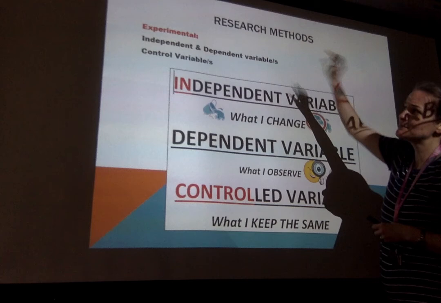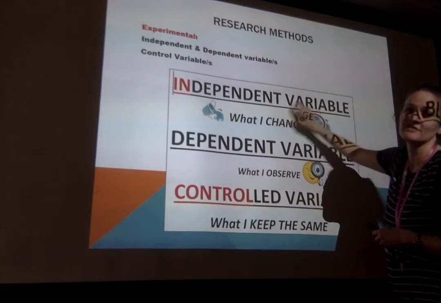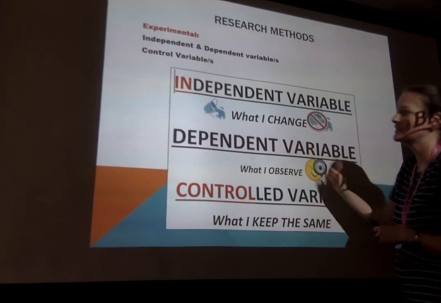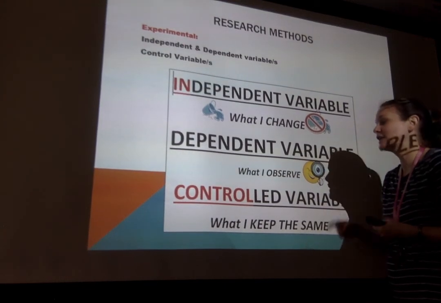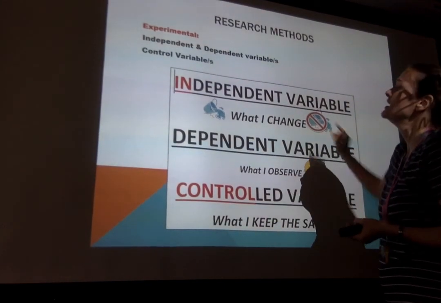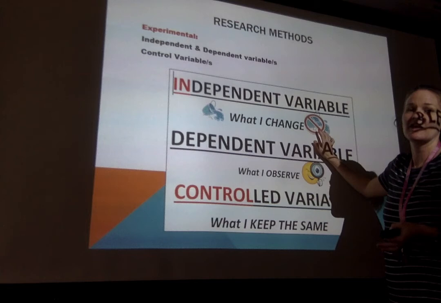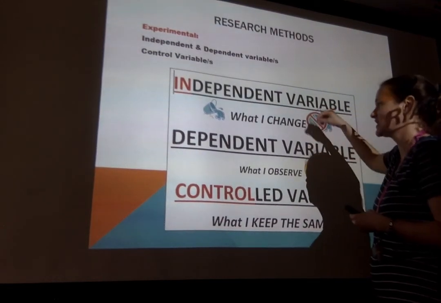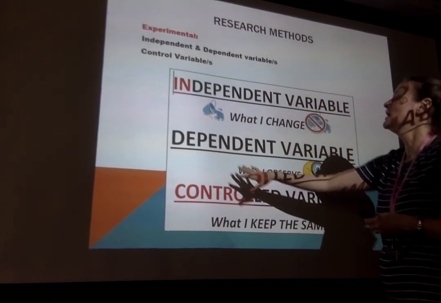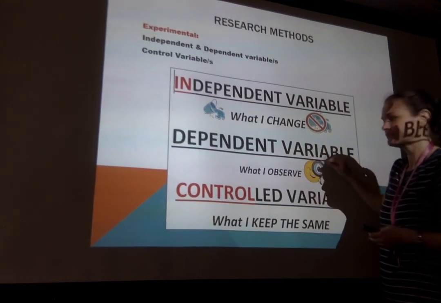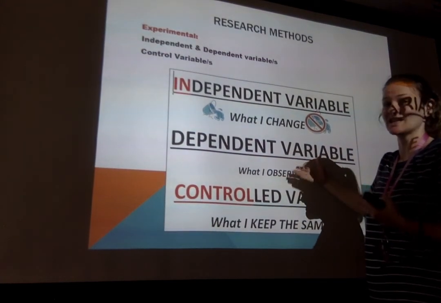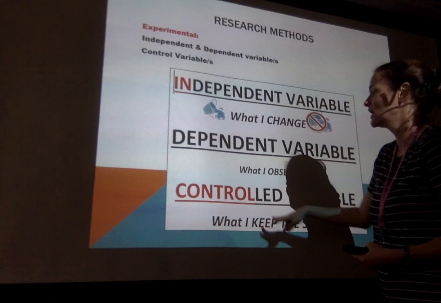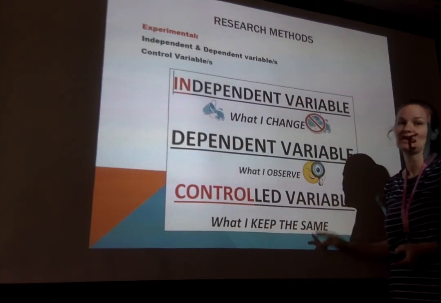So for experimental research, we have an independent variable, oftentimes called the IV, the dependent variable, oftentimes called the DV, and the control variable, sometimes called the CV. So the independent variable is the thing that you're changing, right? This is the thing that you're messing with. The dependent variable is the thing that you're observing. You want to see how it is changed. And then the control variables are things that you keep the same.